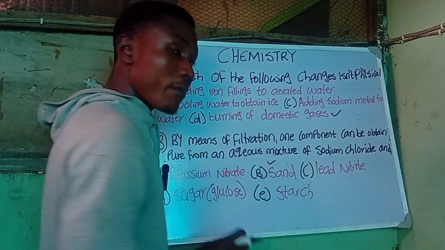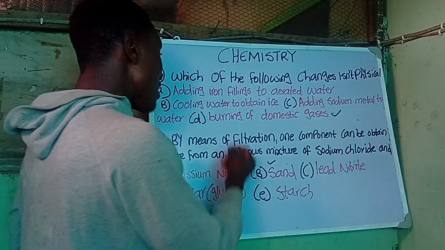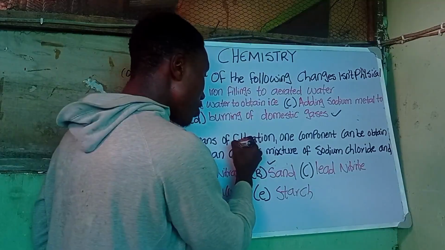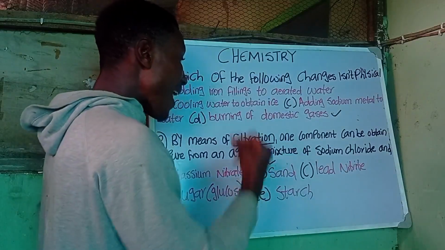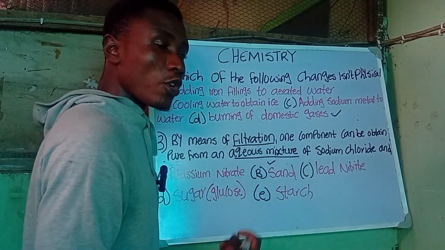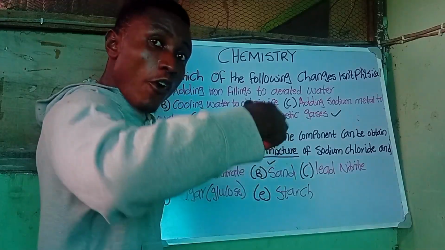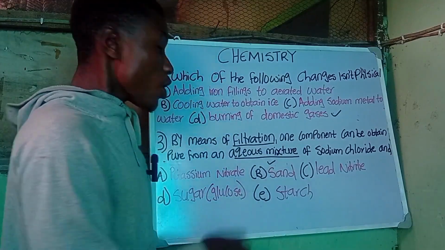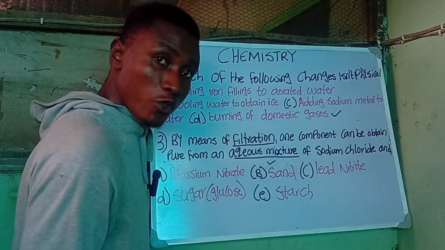Now why is option B correct? You have to take note of the question. They say by means of filtration. So the separation technique there is filtration. They're already telling you the separation technique, and the component can be gotten pure from an aqueous mixture. So this is another key point there. When you hear aqueous mixture, they're simply telling you that there's a presence of water in that mixture. Aqueous mixture of sodium chloride.